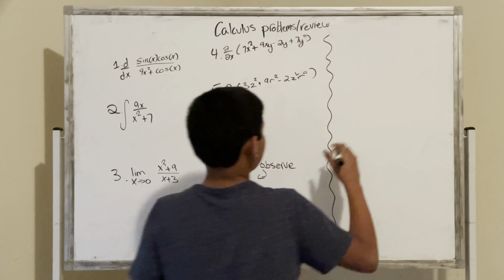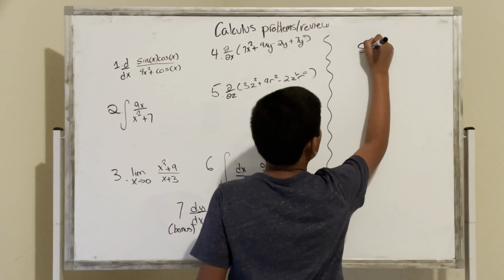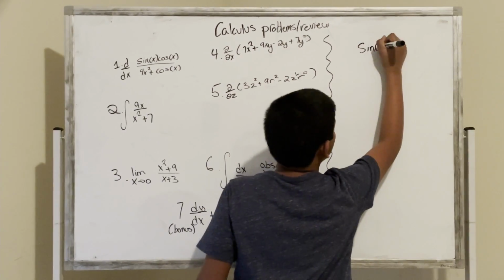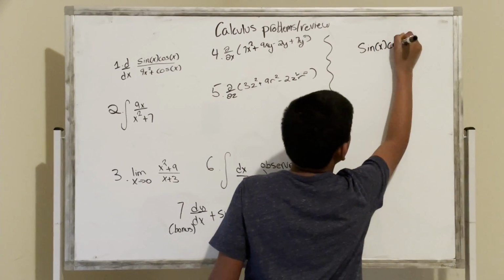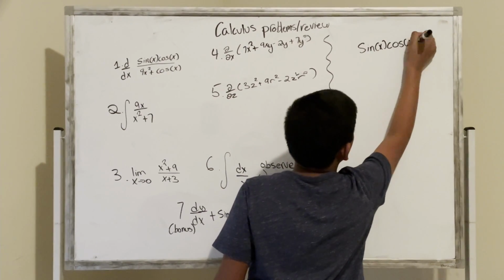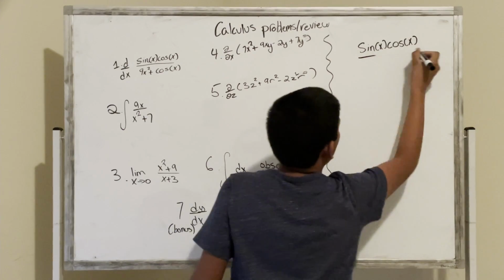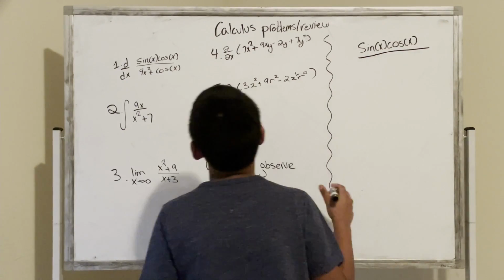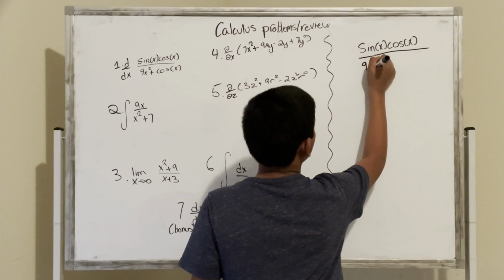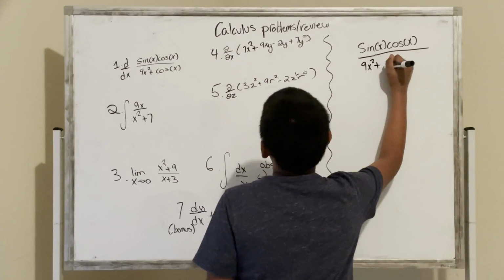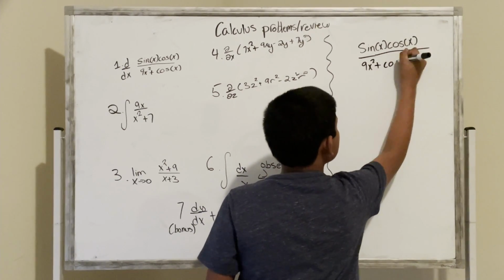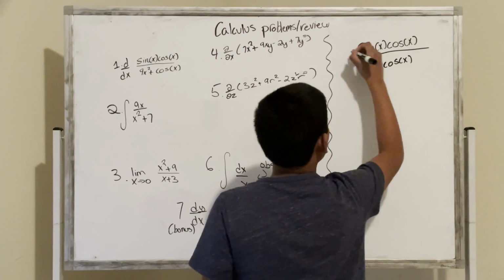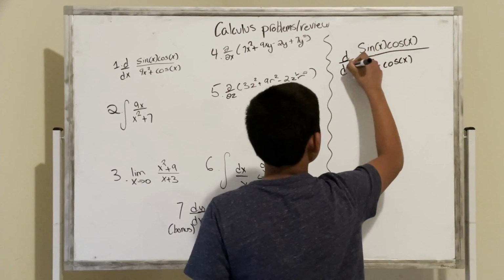So we have the sine of x, and then the cosine of x, all over 9x squared plus cosine of x. And we need to take the derivative of this.